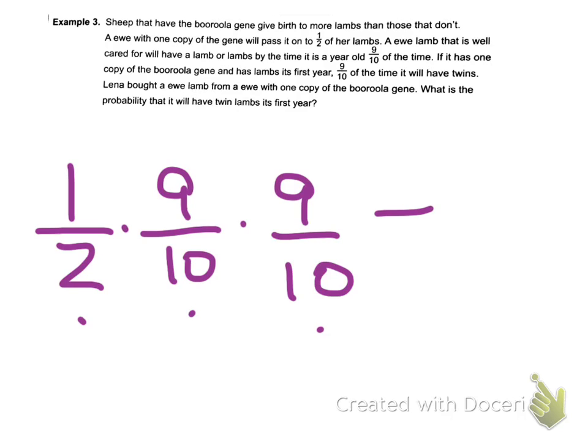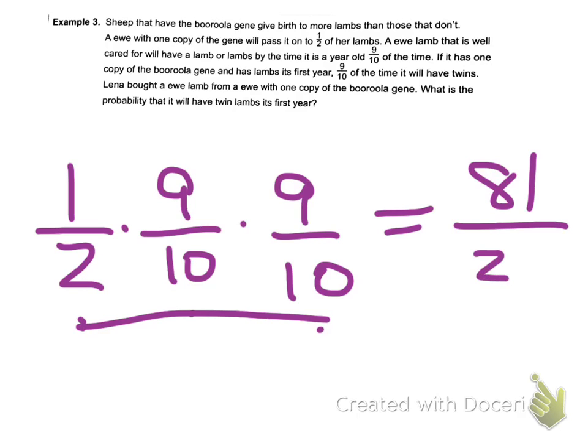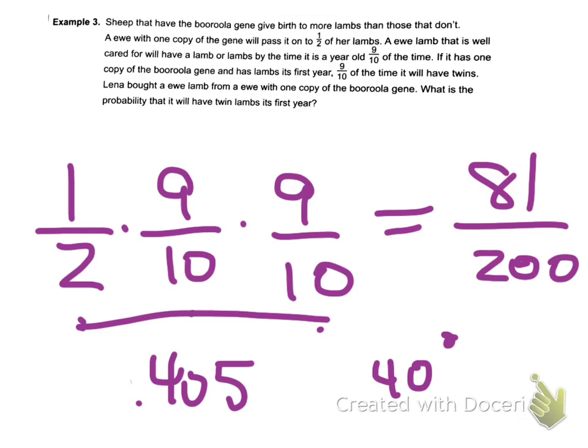So then we're going to multiply 9 times 9 times 1 is 81. And then 10 times 10 times 2 is 200, right? Okay. And 81 divided by 200 is going to be 0.405. So what percent? Careful. We're going to move the decimal over 2 spots. So 40. A 40% chance that she could have twins.